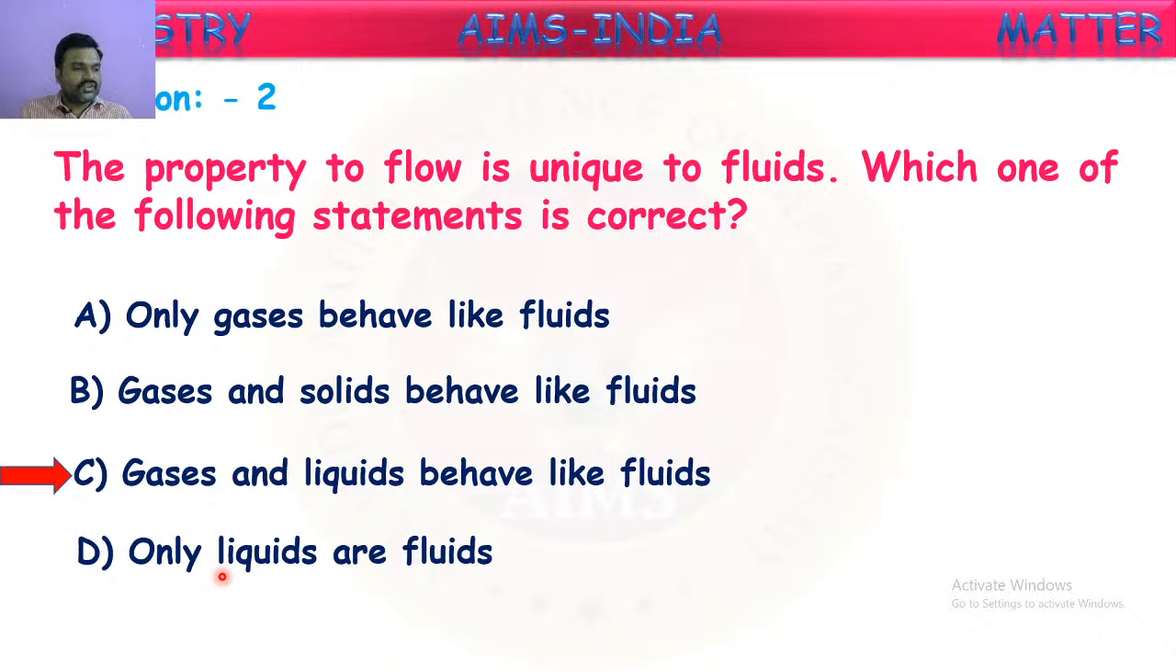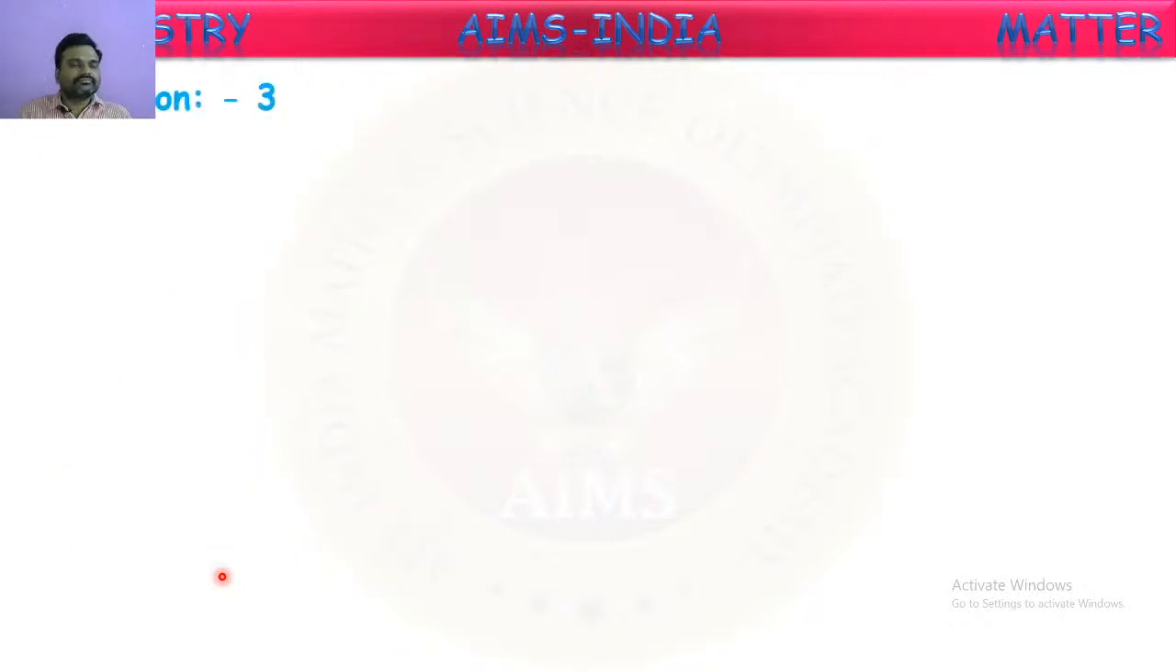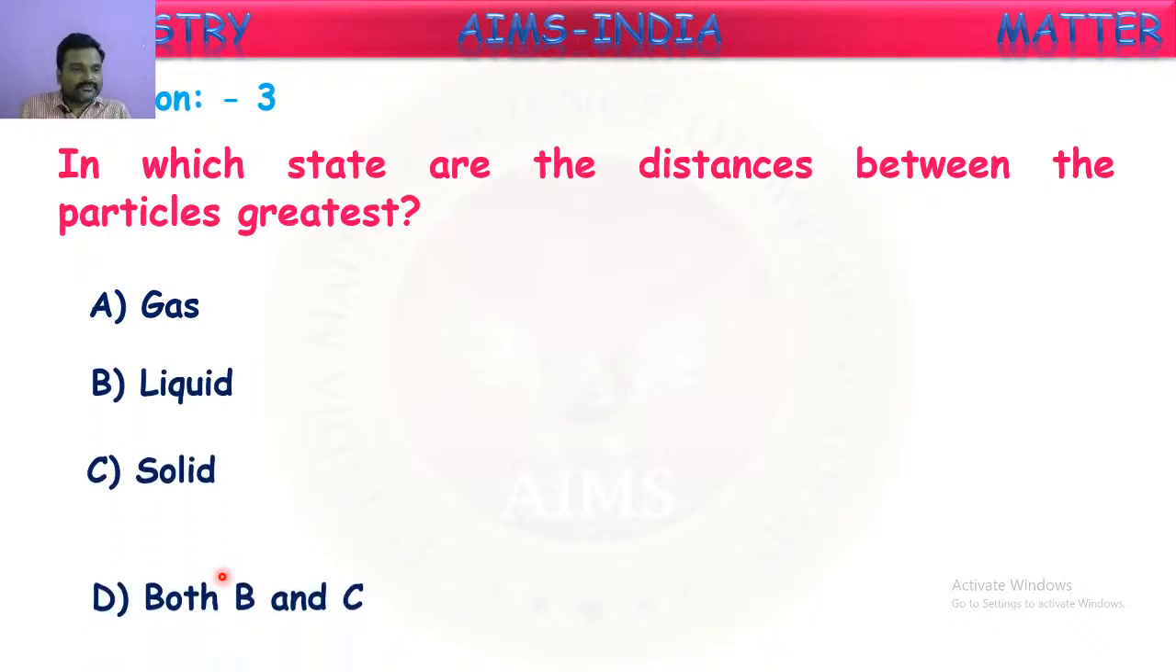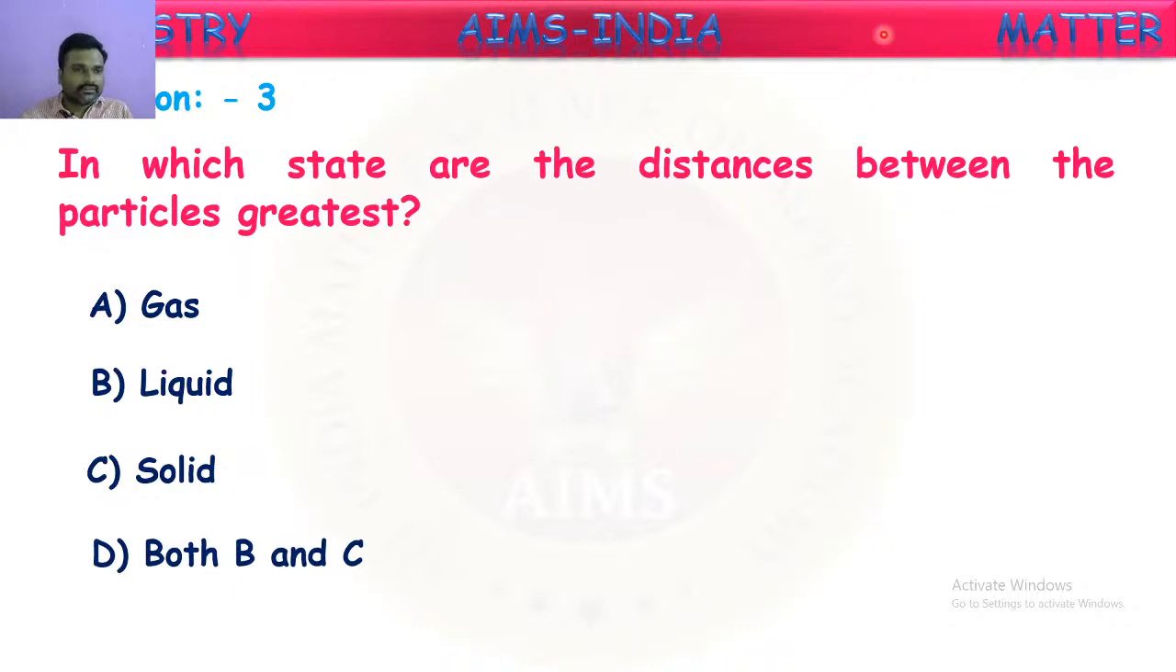So let us see one more question. In which state are the distances between the particles greatest? Options: gaseous state, liquid state, solid state, both liquid and solid states. So the state of matter in which the particle distance is greater.